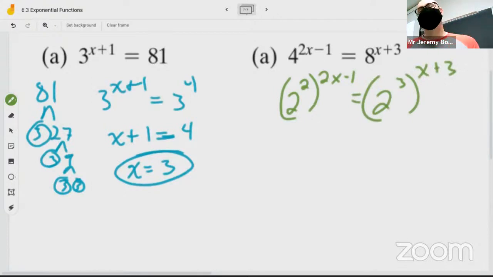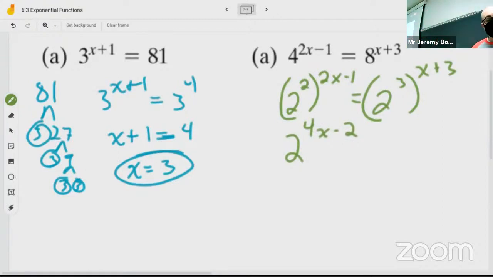This next step is where everybody seems to mess up. So what do we do with those exponents? What do I do with the 2 and the 2x minus 1? We're going to multiply them. So that means that 2 is going to distribute. When I go to the 2x, it's also going to go to the minus 1. So this is going to be 2 raised to the 4x minus 2.